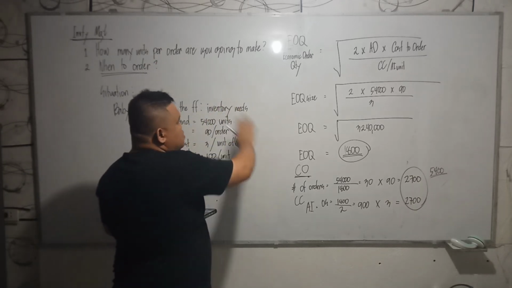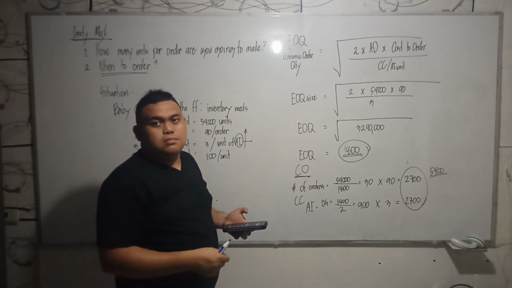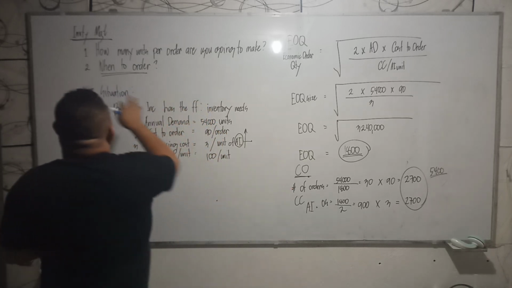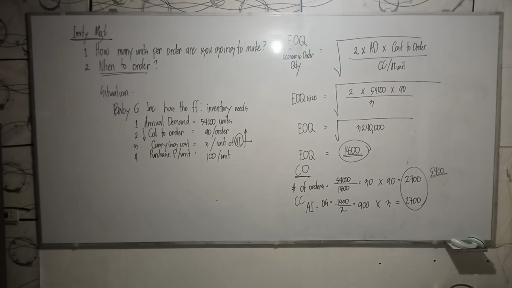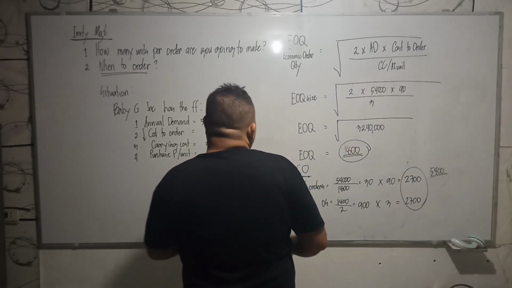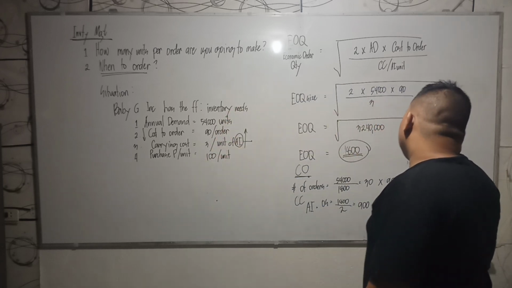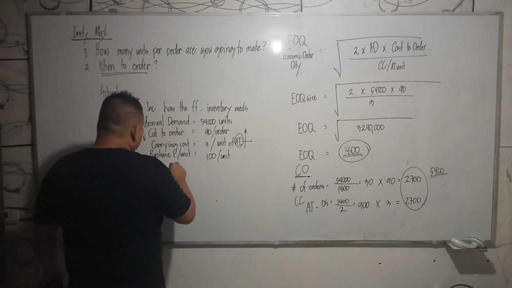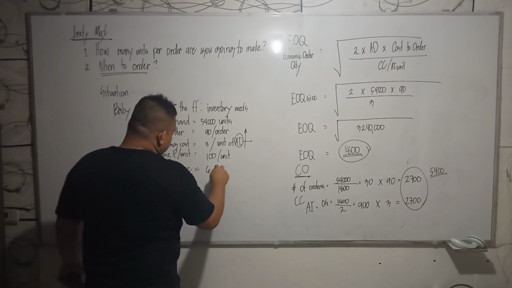So this is the sample problem. This is the sample solution. 1,800 units per order. Do you understand? If you did, then let's go to the next question. When to order? Just in a little while. And now, again, let's answer the second question. When are you going to order? But let's preserve this particular situational problem. So we have to add only number 5, lead time is 6 days.